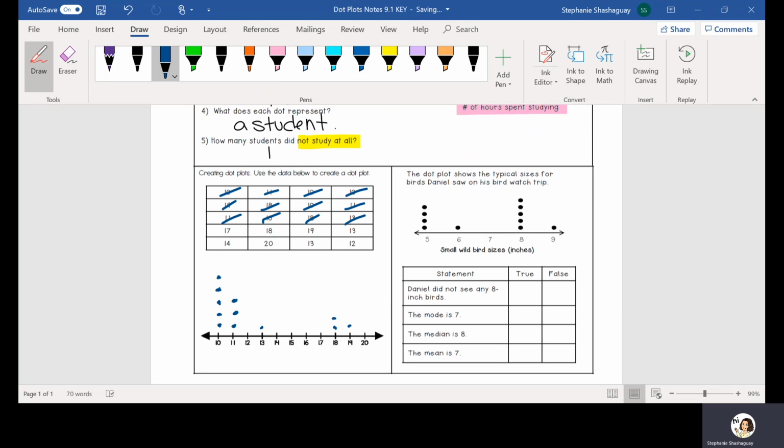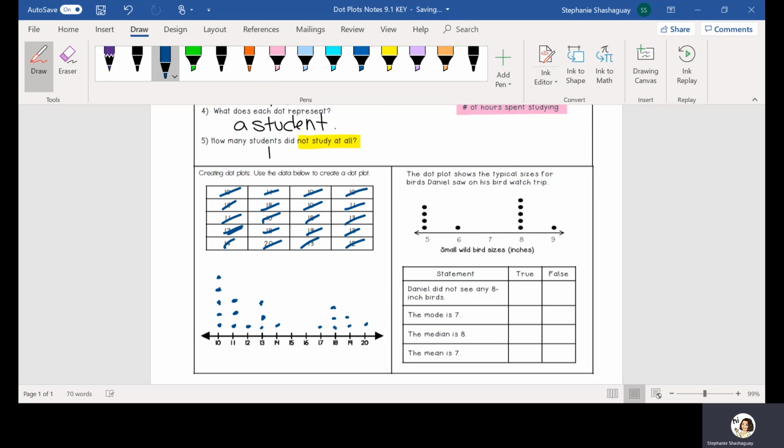We have a 17. We have another 18. We have another 19. And another 13. And 14. 20, 13, and finally a 12.